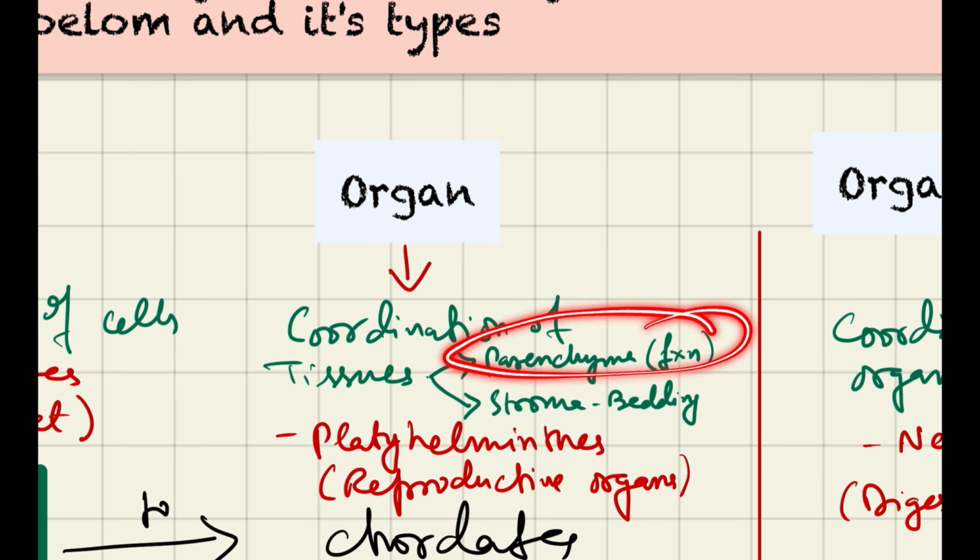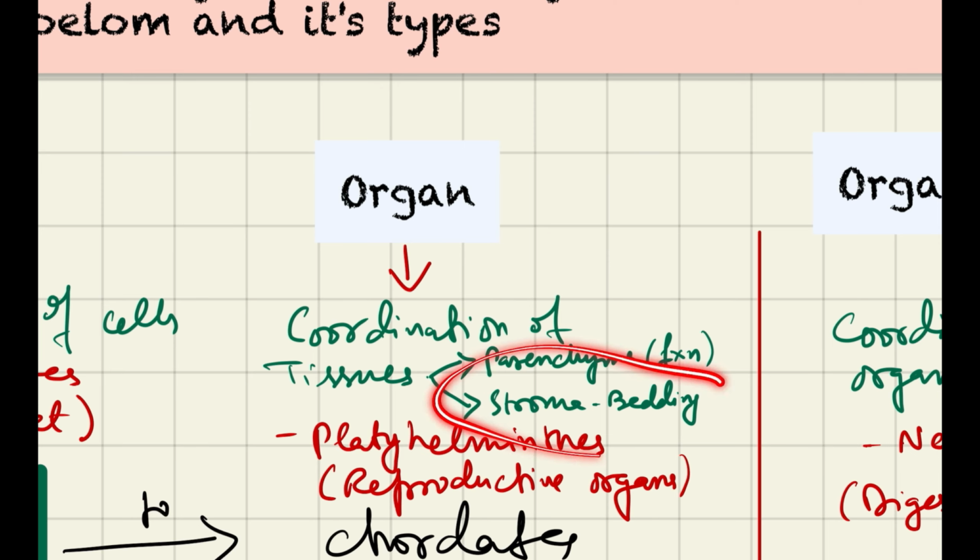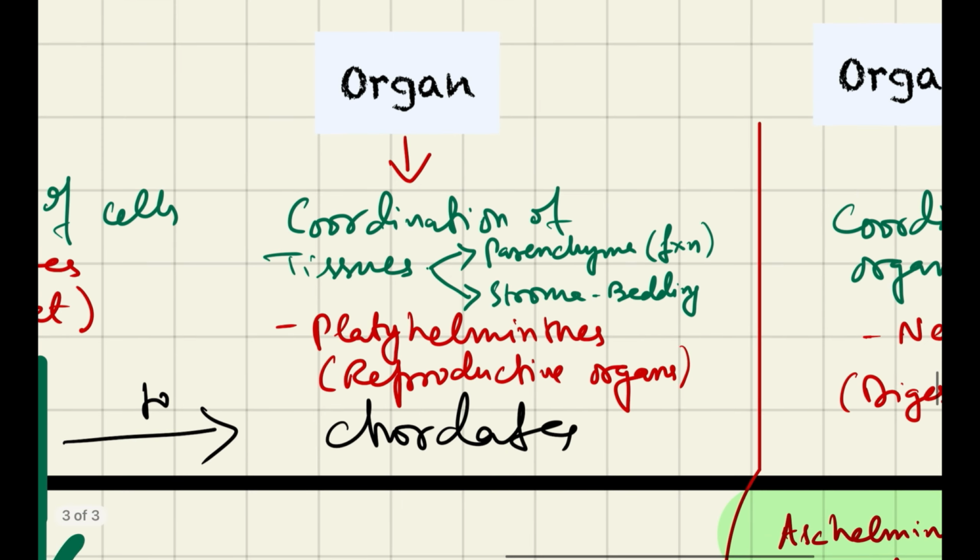One is the parenchyma part, which is the functional part. Second is the stroma part, which is actually the bedding. This parenchyma can be formed of various different tissues, not only a single kind of tissue, to perform different functions, because an organ can perform different tasks related to a common thing, like a reproductive organ. It has a specific task, but within that specific task, meaning formation of gametes, various tissues are performing their various functions. It is found in platyhelminths.